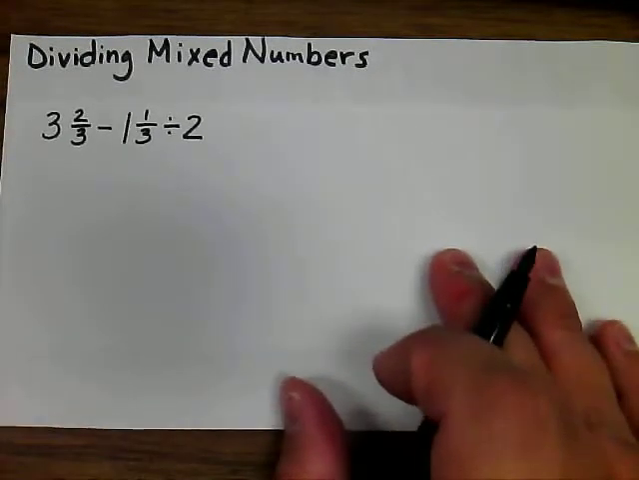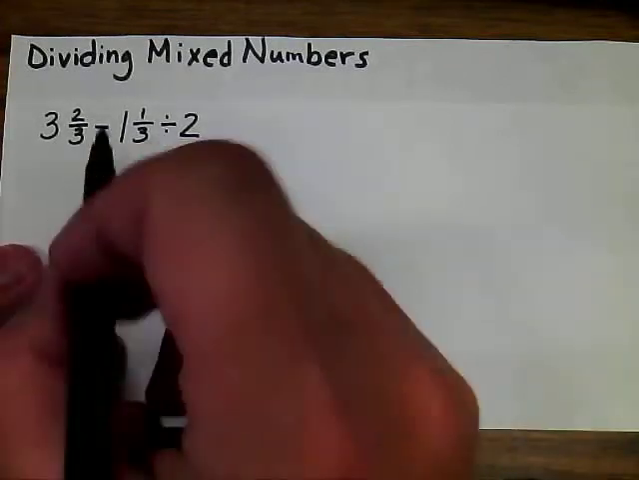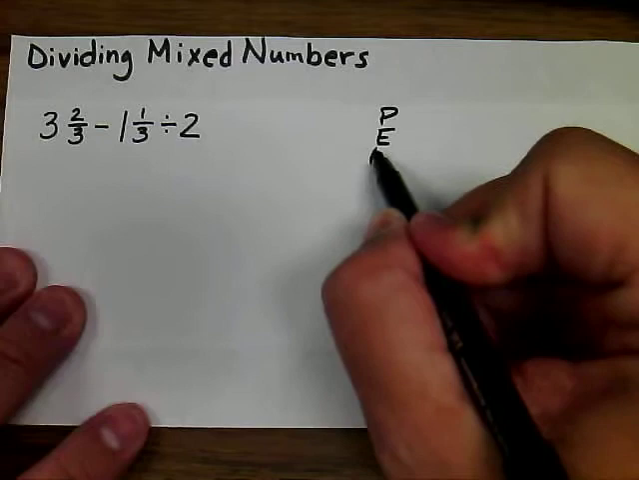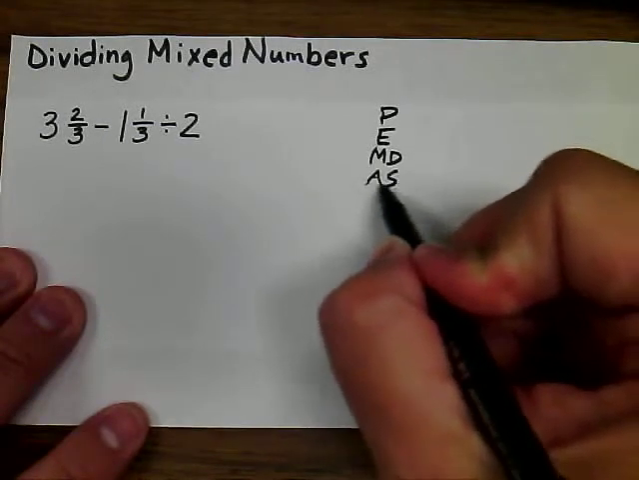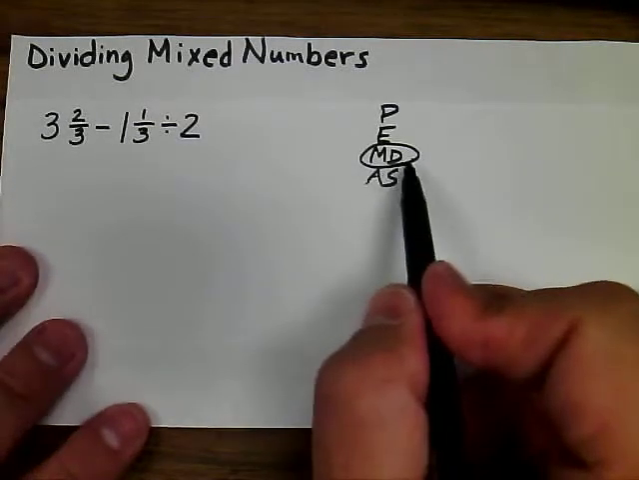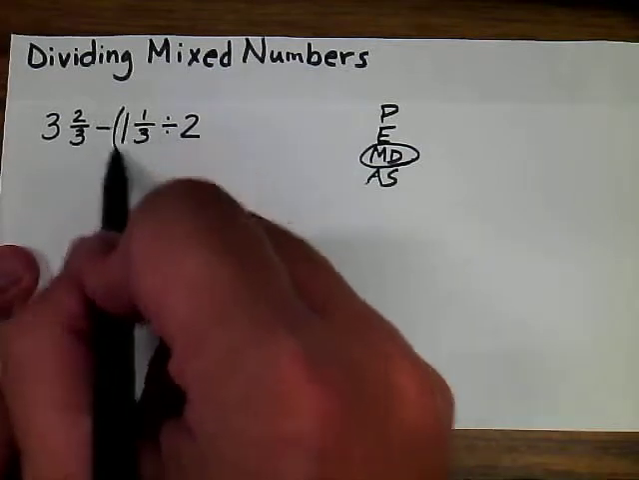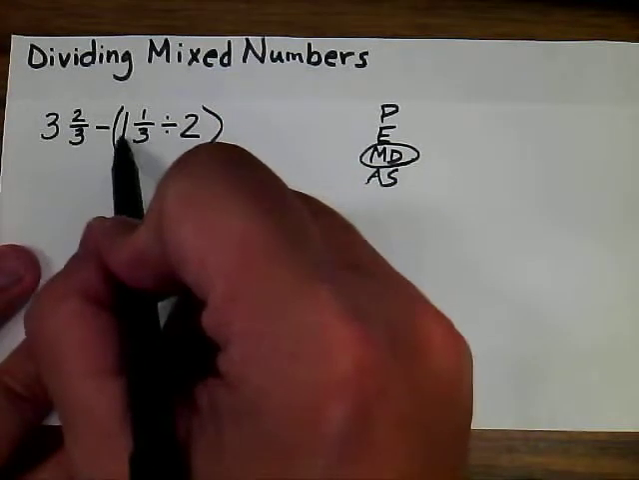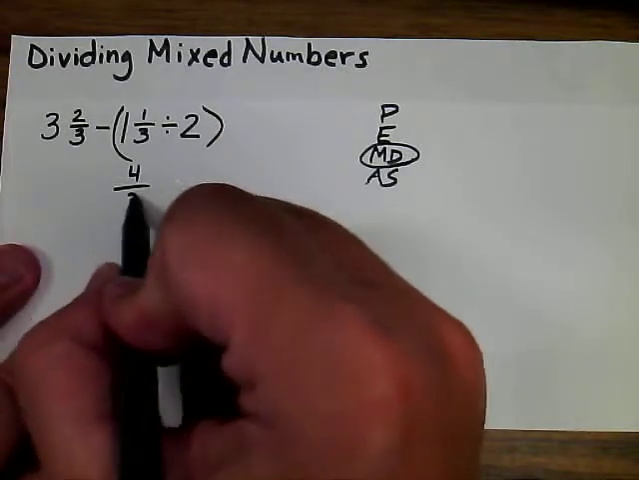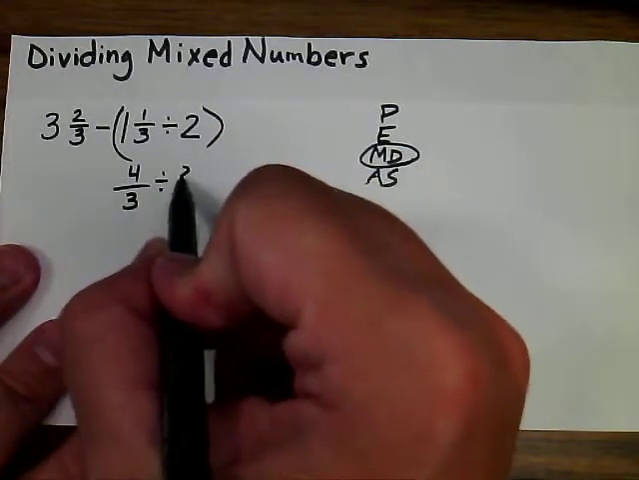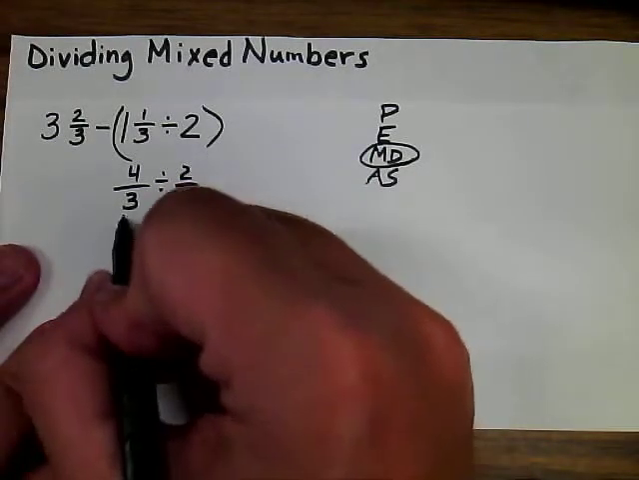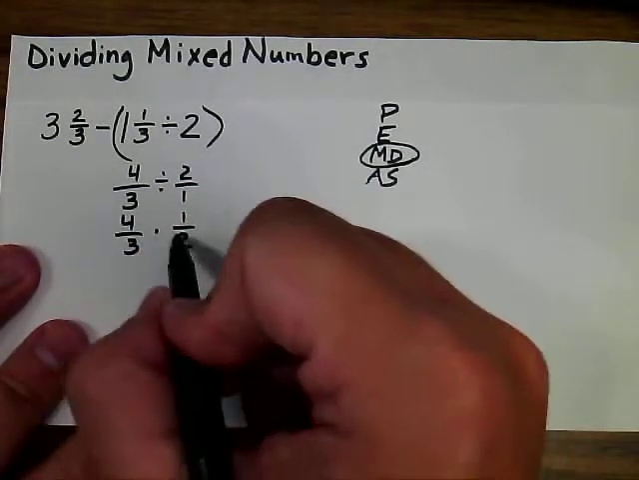Another situation where we need to follow the order of operations, and you'll note that it's subtraction then division. But remember, our order of operations says all multiplication and division must be done before addition and subtraction. So this is the part we're going to do first. Still following the same procedures: 3 times 1 is 3, plus 1 is 4 over 3, divided by 2 over 1. We remember to reciprocal our right fraction, change to multiplication, and cross cancel when possible.